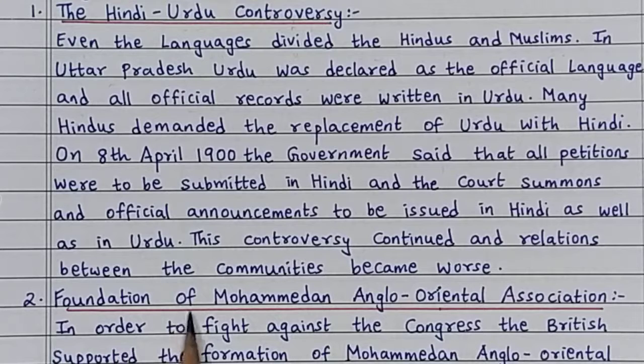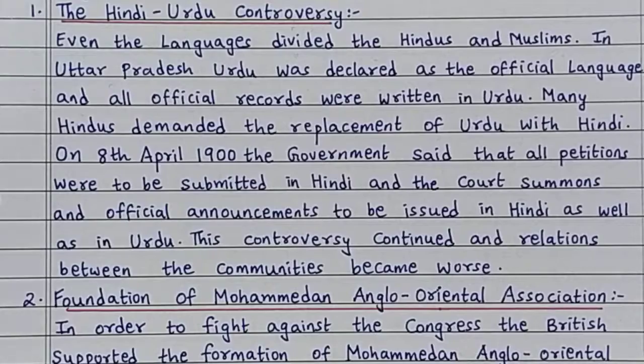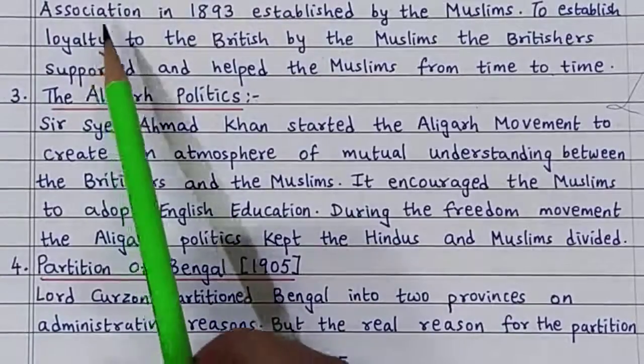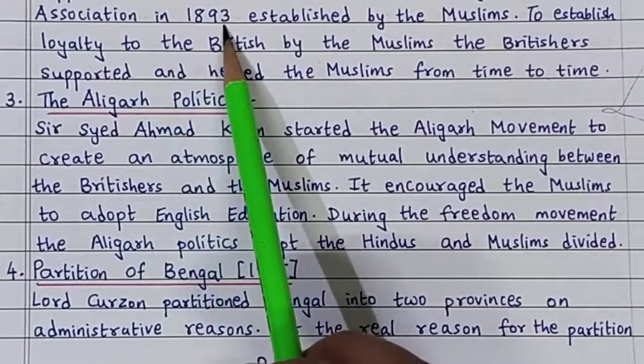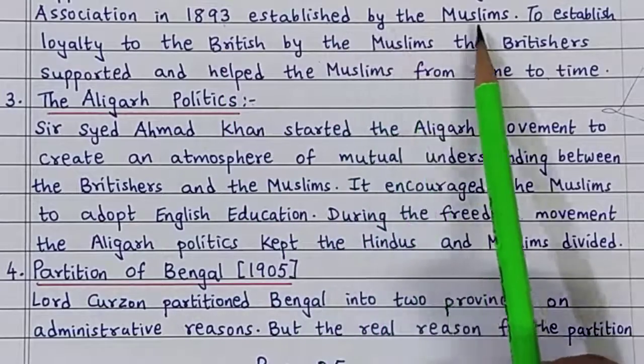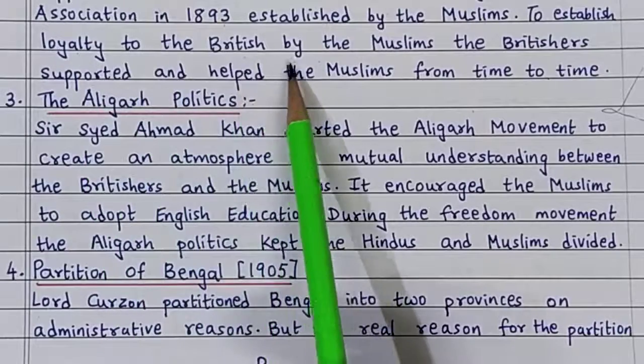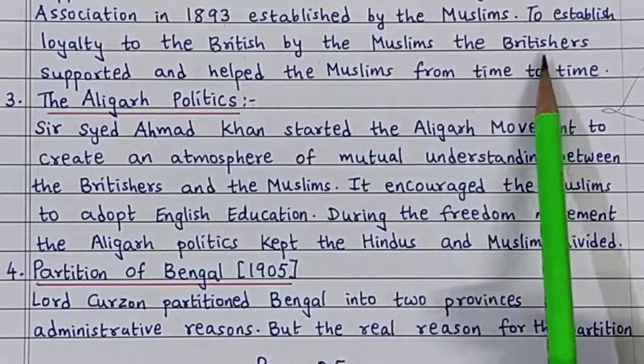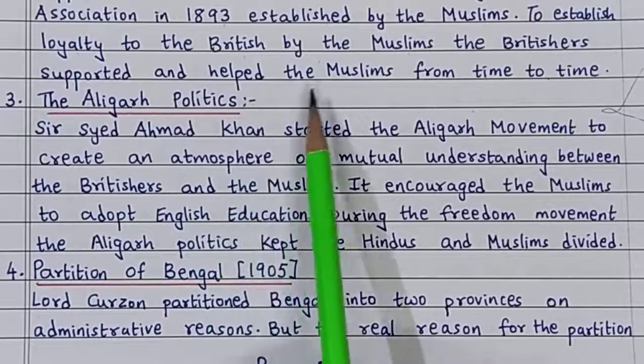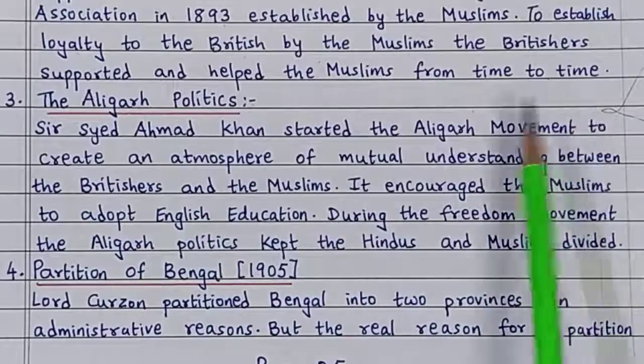Second, foundation of Mohammedan Anglo-Oriental Association. In order to fight against the Congress, the British supported the formation of the Mohammedan Anglo-Oriental Association in 1893, established by the Muslims to establish loyalty to the British by the Muslims. The Britishers supported and helped the Muslims from time to time.